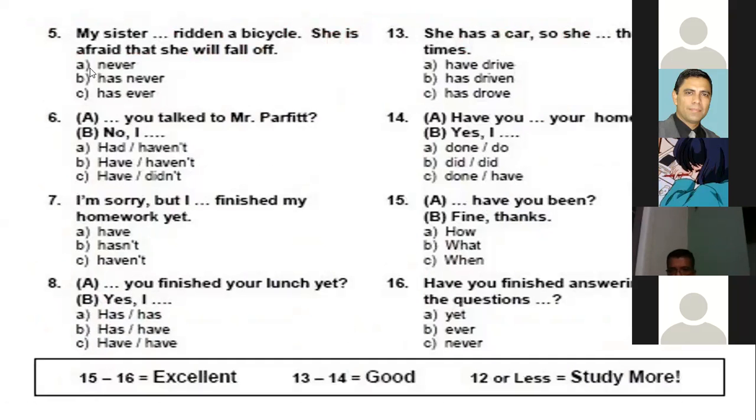Okay, the last ones. What about number 5? Volunteer for number 5. Okay, go ahead, my dear Noel. My sister has never ridden a bicycle. She's afraid that she will fall off. Okay, very good.